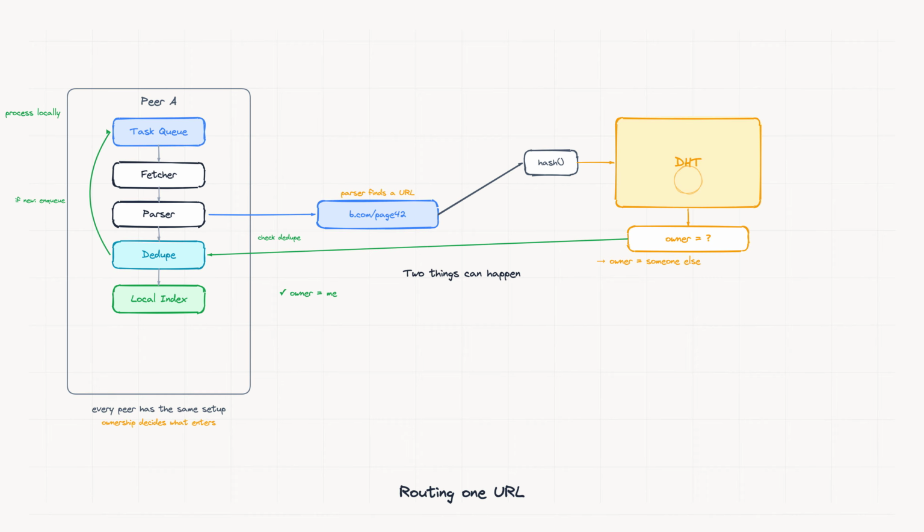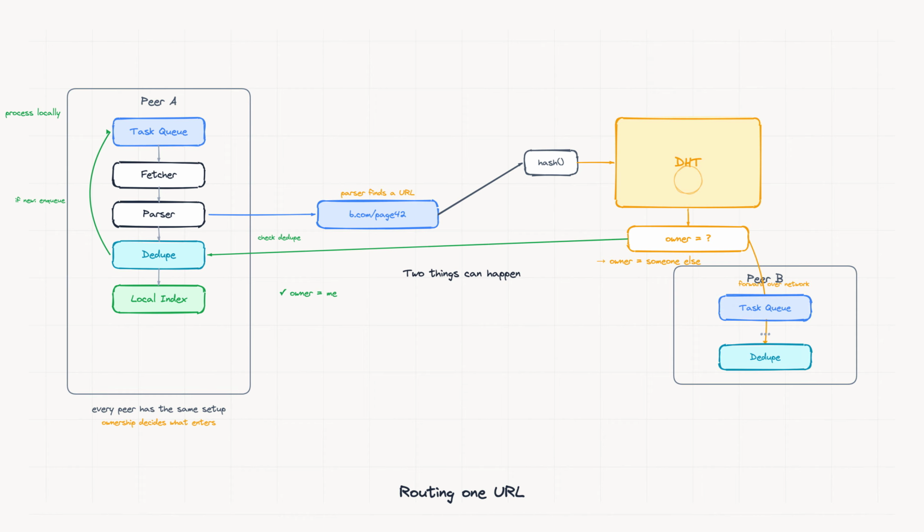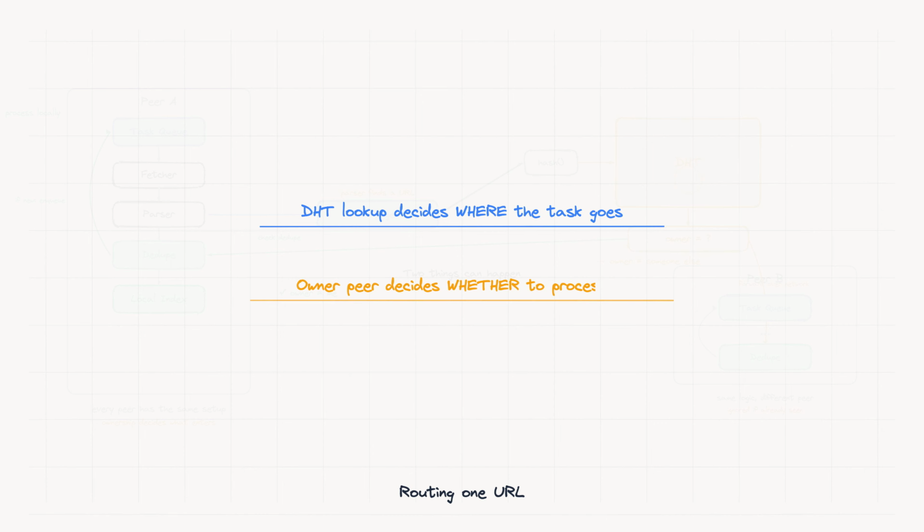If the owner is someone else, I forward the crawl task to that owner peer over the network. The owner runs the same logic on its end, checks dedupe and queues if it's new, ignores it if it's already been seen. That's the core routing decision. DHT lookup decides where the task goes, the owner peer decides whether to actually process it.